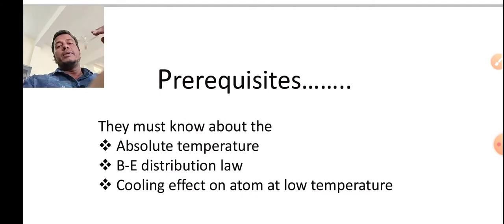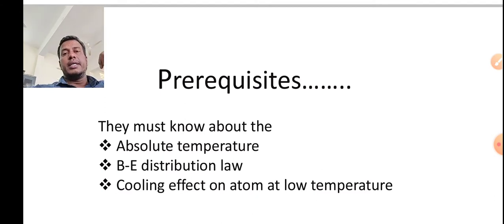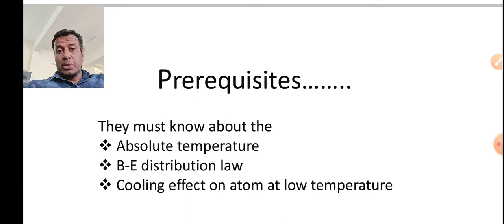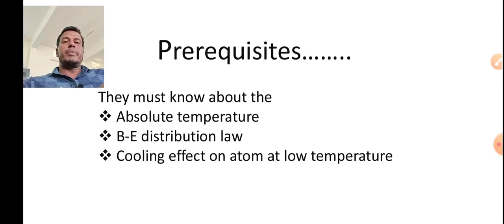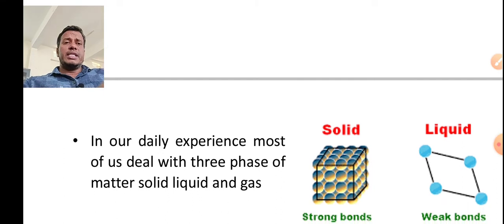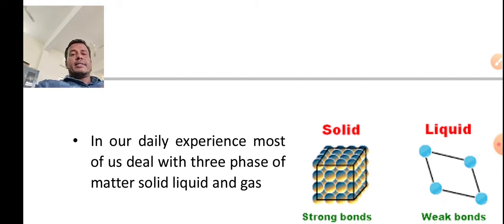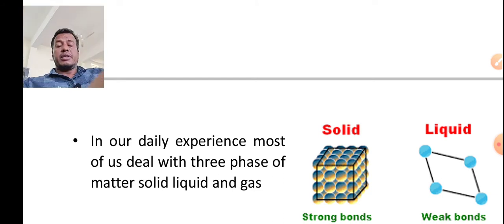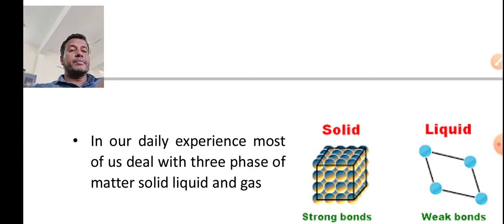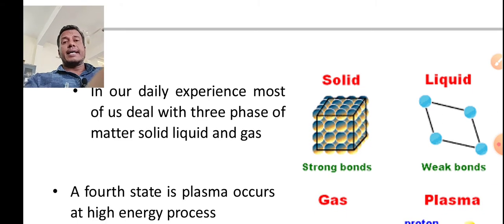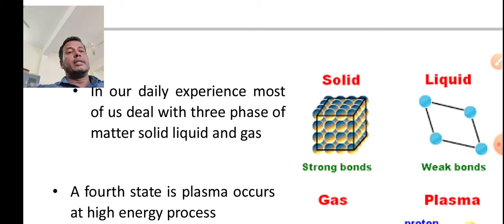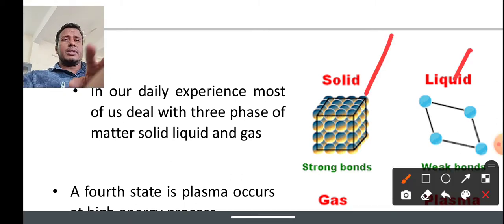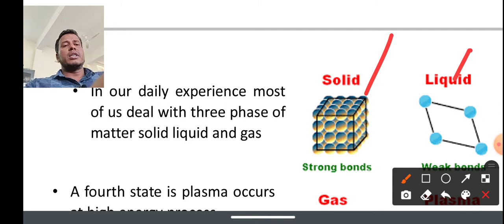How cooling leads to the arrangement of atoms in an element, especially at low temperature, we must know about their behavior. As we see in our daily life, we come across different states of matter: solid, liquid, gas. Solids have strong bonds. Liquids have molecules slightly apart. In gas, molecules are completely free.